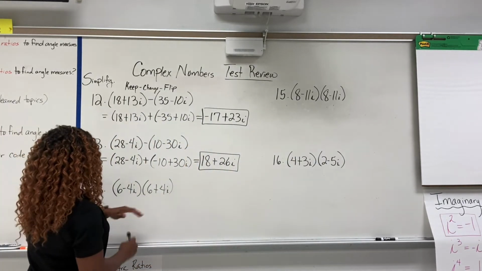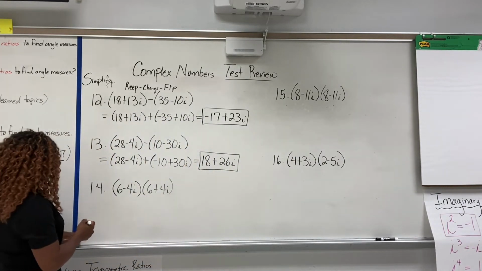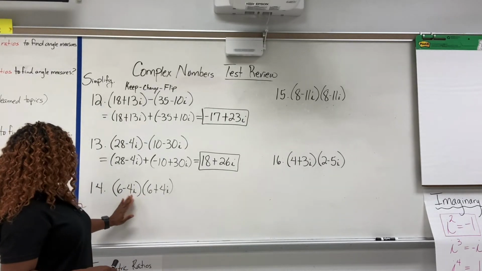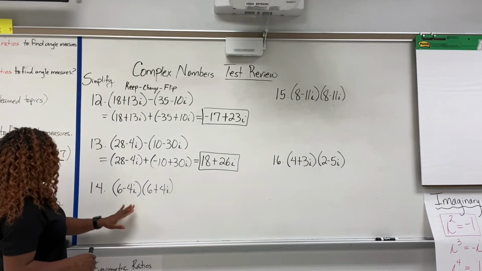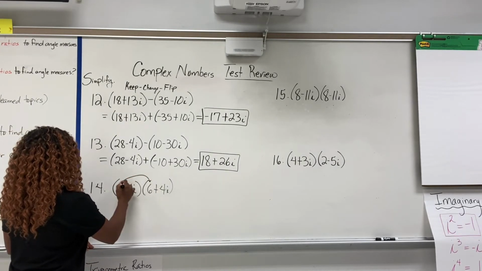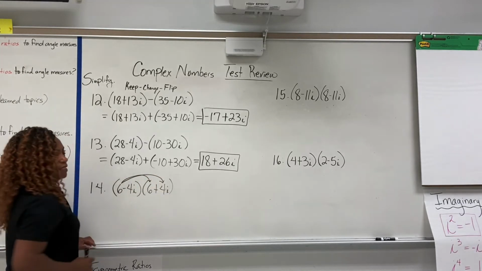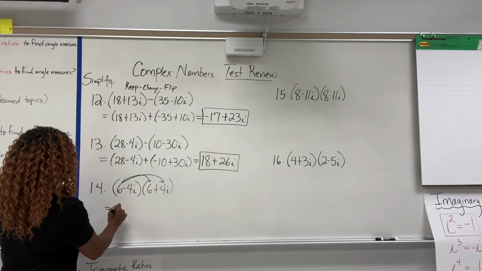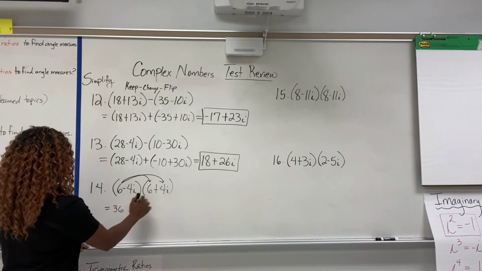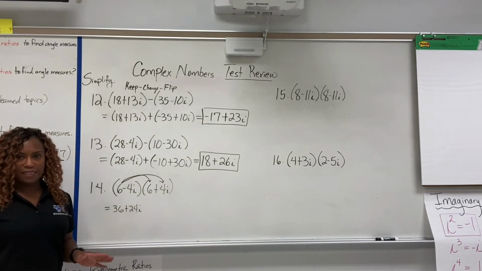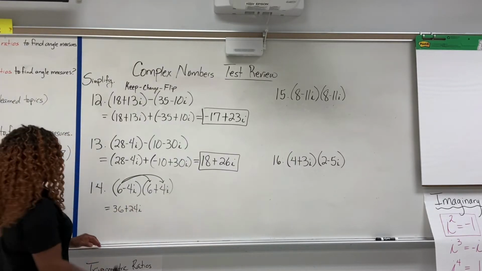So I'm going to use distributive property. And you know my method. I like to just work on one term at a time to distribute. So I'm literally going to just work on the 6 and distribute 6 to each of the terms in the second expression. So 6 times 6 is 36. 6 times 4i is 24i. So I'm finished with the 6 times everything in the second expression.